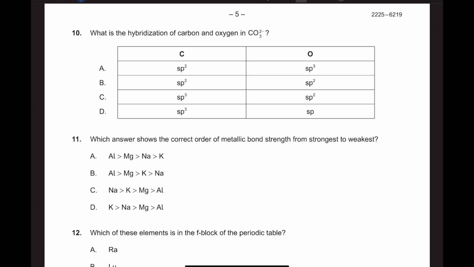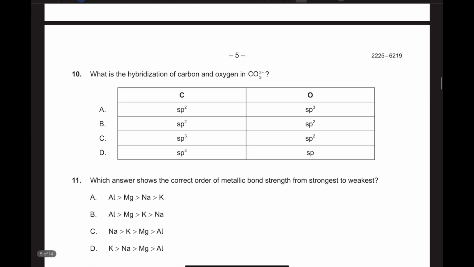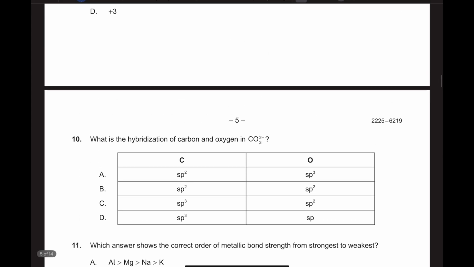Next, we need to find the hybridization of carbon and oxygen in CO3 2 minus. It is a kind of tricky question. Let's try to draw the Lewis structure. CO3 2 minus looks like this. If you look at the carbon atom, around this carbon atom there are 3 sigma bonds, 1 sigma bond in each of the bonds. So 3 sigma bonds around carbon.